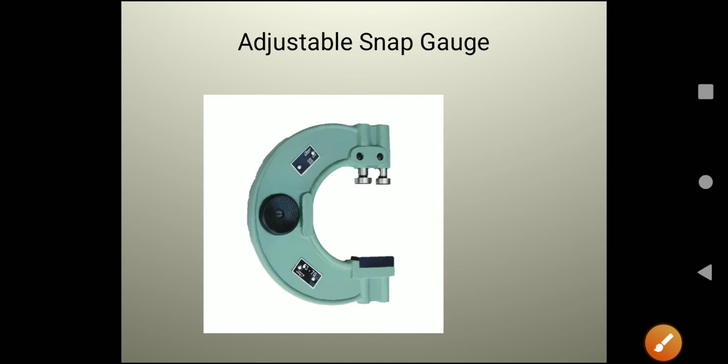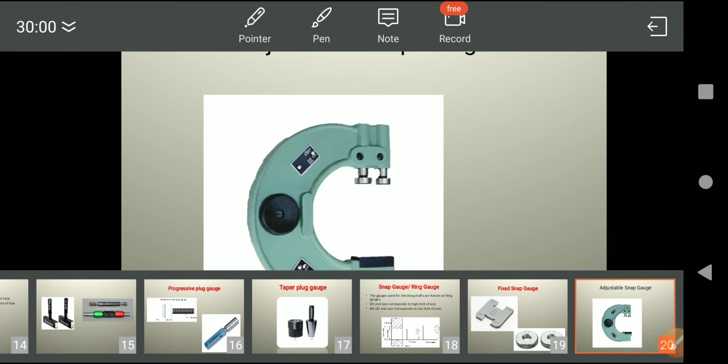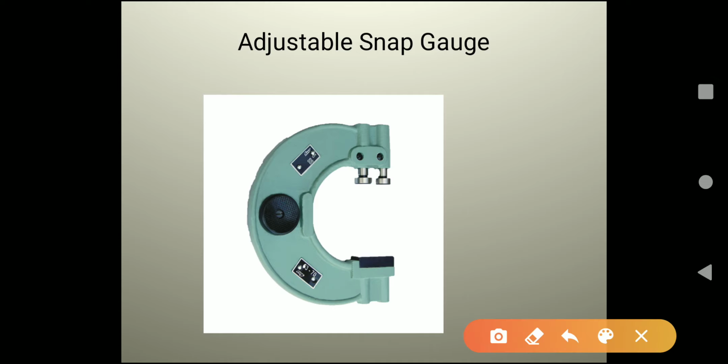Here you can see the adjustable snap gauge. You can see here how exactly the go limit is set, or we can adjust the go limit, and here you can adjust the no go limit.